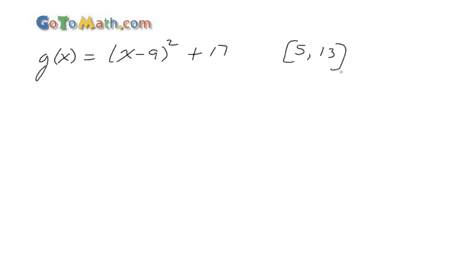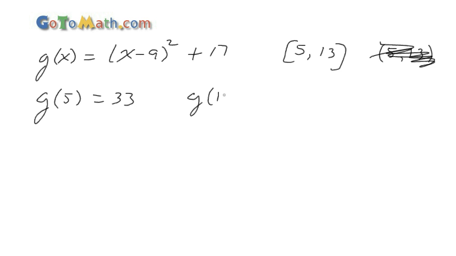Alright, so this has got to be continuous on the interval, and it must be differentiable on the open interval. When I say open interval, this is what I mean by that. But this is a polynomial, and it's differentiable everywhere, so we don't have to worry about that. Let's just cross that out for a second. Okay, so let's find g of 5, plugging 5 in. I will just tell you that that is 33. I'll let you calculate that. Then we do 13, plugging 13 in for x, and that's also 33.